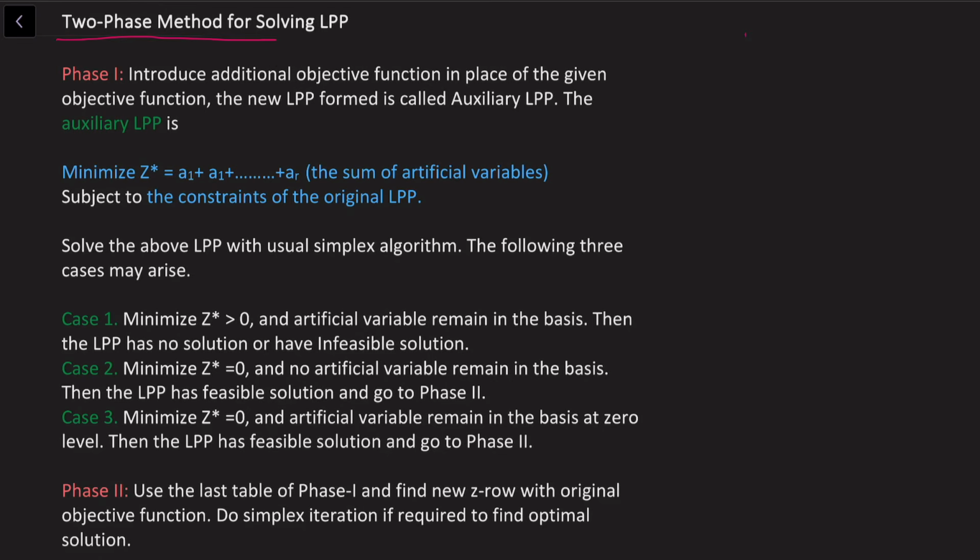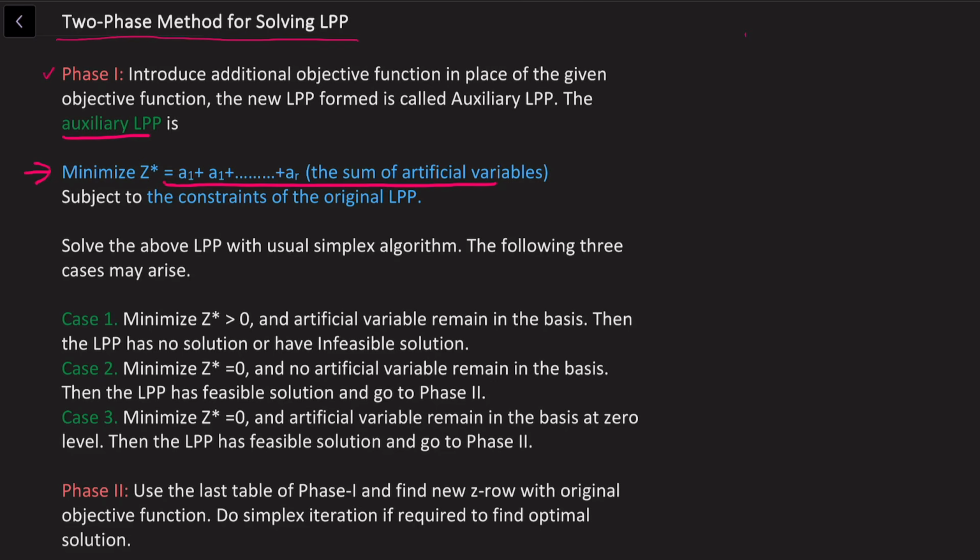In this video, we'll be doing some more examples on the two-phase method for solving linear programming problems. In my last video, I defined what Phase 1 is, what I mean by the auxiliary LPP: an LPP with the same constraints as in our given linear programming problem, but with a new objective function, which is the sum of the artificial variables. This is what we want to minimize.